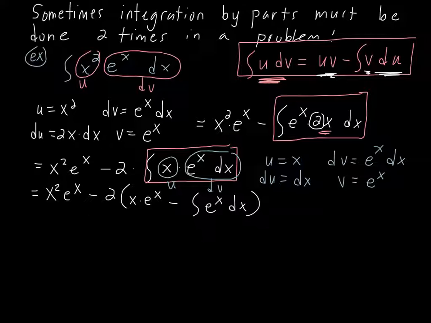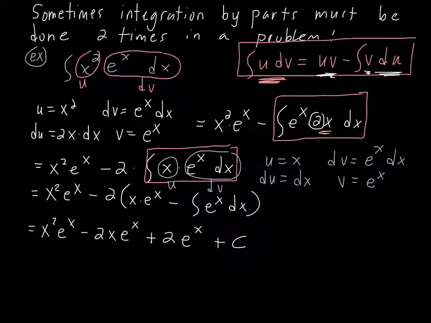Okay, so let's copy down what we have. We have x squared e to the x from before. I can begin to distribute my 2. So I have a minus 2x e to the x. I'm going to have a negative 2 times this negative in front, which is going to make it into a positive 2. And then when I go ahead and integrate e to the x, I know I'm going to get e to the x. And this is where I'll finally tack on my plus c.